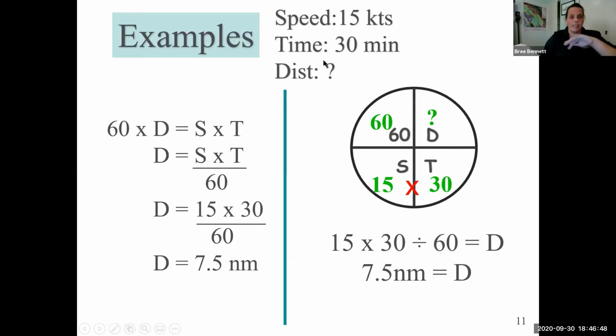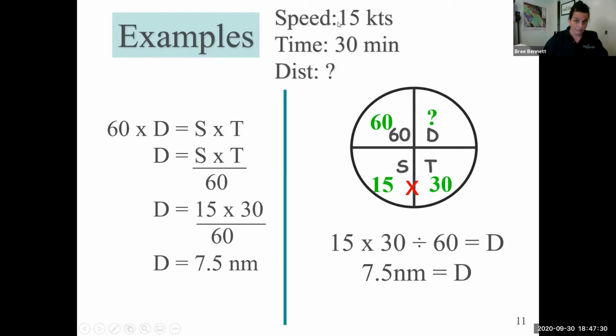Now, just looking at this and not doing 60 D Street, you might say in your head, oh, I know the answer because of whatever experiences we've had. We can do that mental math, but we're going to lay it out so we know why we're doing it. So we have 60 D Street. I'm looking for distance, so I get D by itself, and I'm left with D equals S times T over 60. I fill in my 15 and my 30, plug that into my calculator, and I get 7.5 nautical miles.